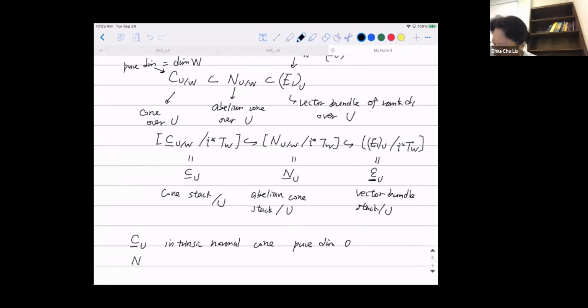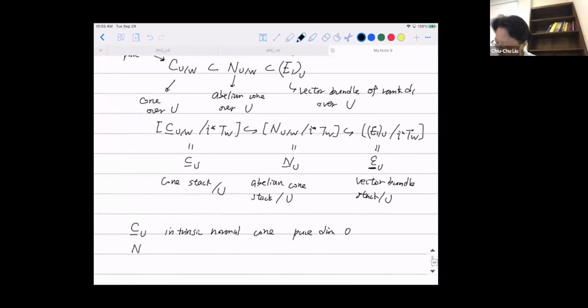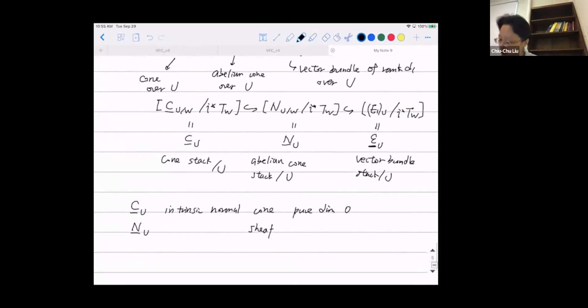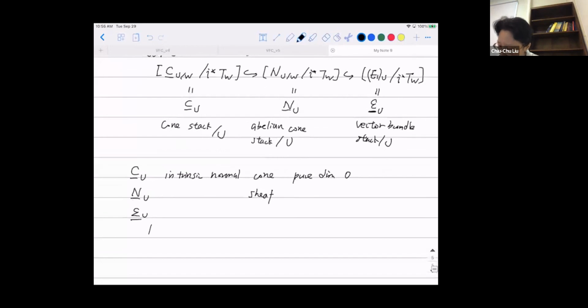And then these are all closed embeddings of cone stacks over U. So these are intrinsic, and this actually all glues together to form some global object on our Deligne-Mumford stack. But locally on the affine charts, it's just explicit as this.